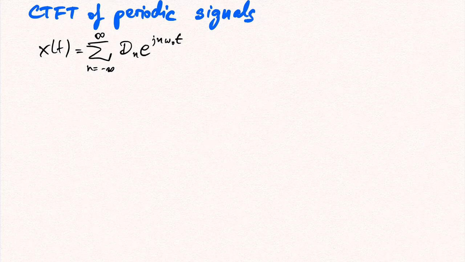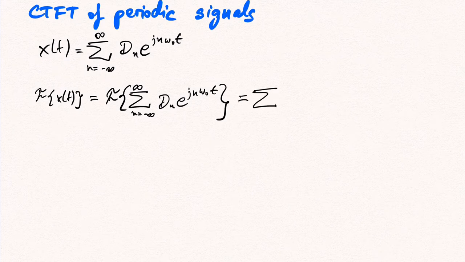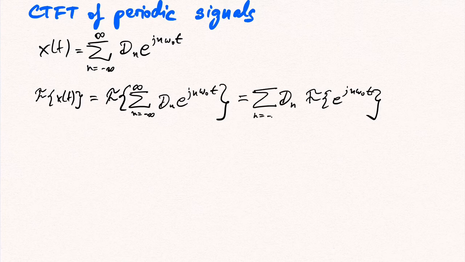Taking the Fourier transform of both sides of the equation gives that the Fourier transform of x of t, which is often written in this form, is equal to the Fourier transform of the Fourier series expression. Since the Fourier transform is linear, this is equal to the sum of the Fourier transforms of e to the j n omega 0 t, weighted with d n's, for n equals minus infinity to plus infinity.